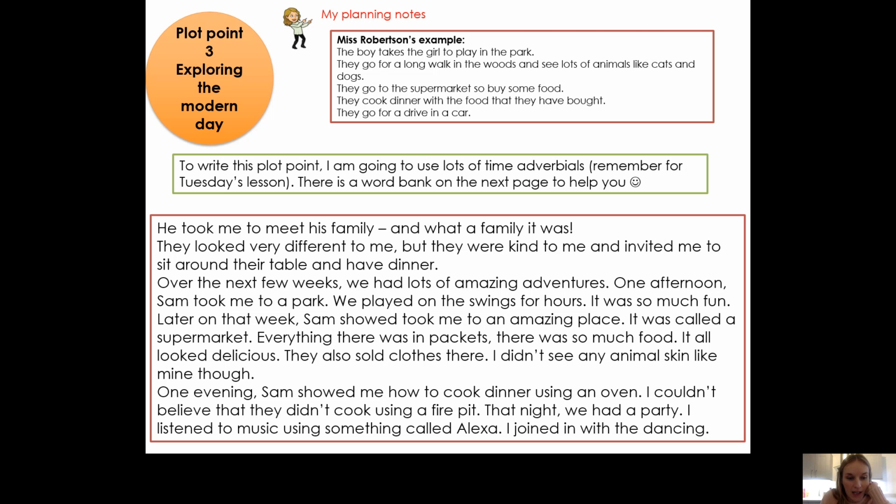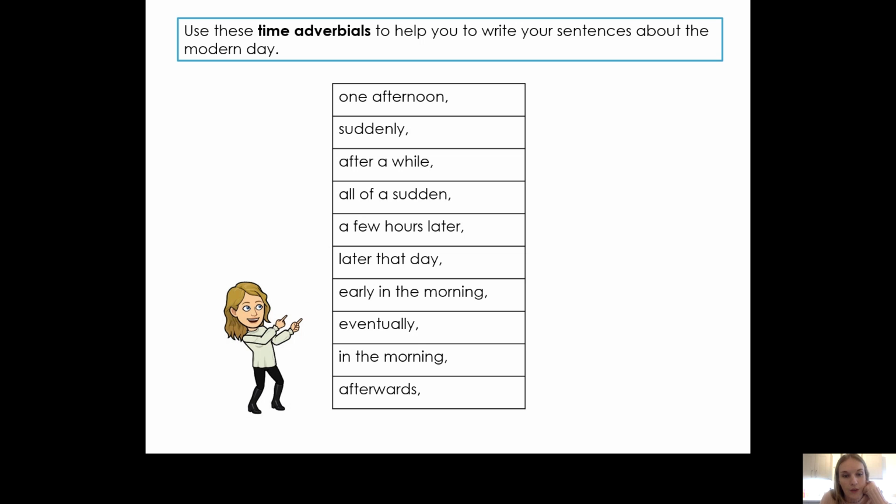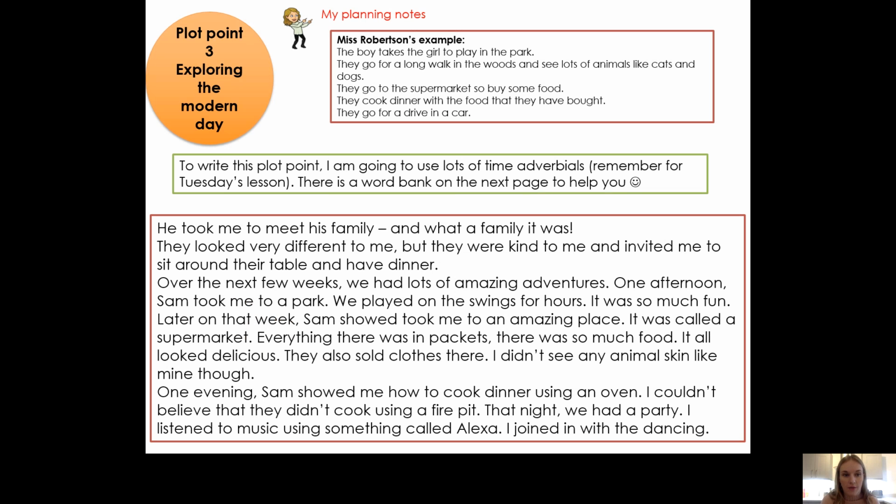Okay, now on the next slide, I've put some useful sentence openers that you might use in that paragraph. So things like one afternoon, a few hours later, later that day, early in the morning. Okay. So in this plot point, you're just describing things that you're seeing in the modern day, different events, okay? You're not getting yet to the bit where the Stone Age character falls back into the Stone Age. That's not yet, okay? So pause the video now, have a go at writing this plot point. Use bits in my example to help you. That's what it's there for, okay? Brilliant.